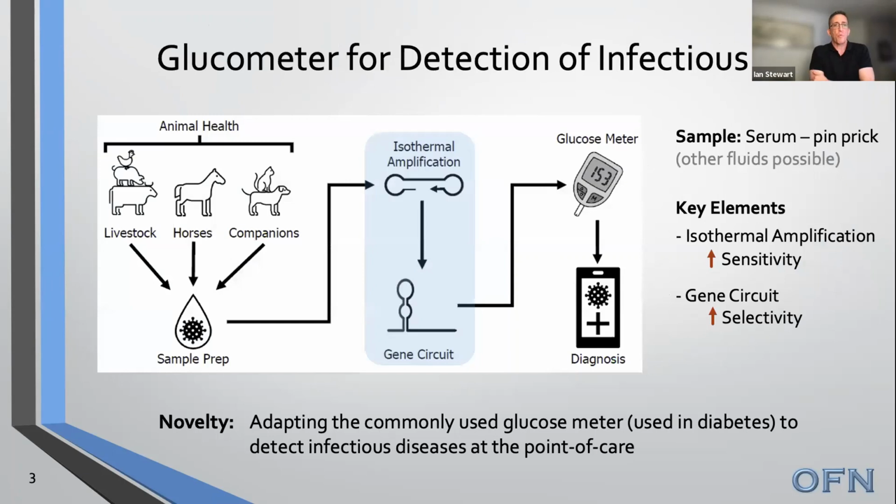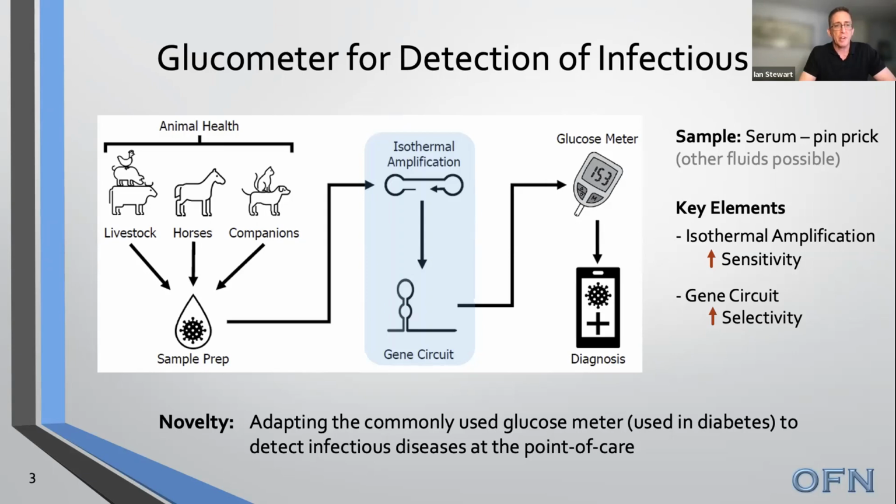So the next slide is, okay, there we go. Basically, the glucometer for detection of infectious disease: we could take a whole range of samples from humans or whatnot, but in this case I'm picking animal health because that's the area we're focused on right now. You could sample various livestock, horses, or companion animals, but you get a sample, whether it's saliva, a blood sample, or some other form, and it's going to require a sample prep step.